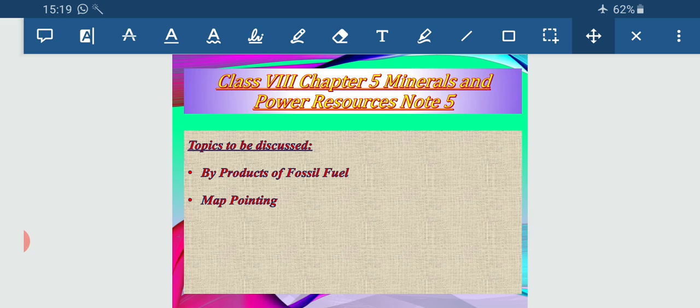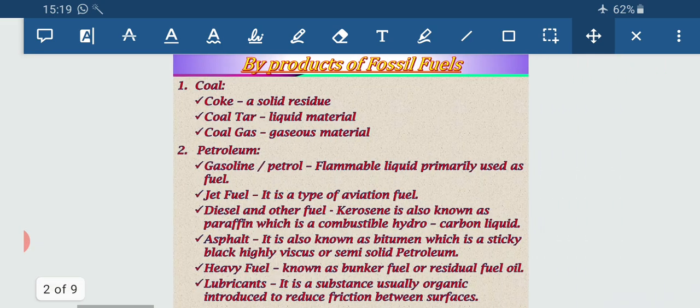This is my fifth chapter going on, that is Mineral and Power Resources, and this is my fifth class of this chapter, number 5. In the last class we discussed the types of conventional energy resources. This is just the continuation of the previous class, that is, what are the byproducts of fossil fuels, and map pointing related to mineral distribution. So, let us proceed with the discussion of those byproducts.